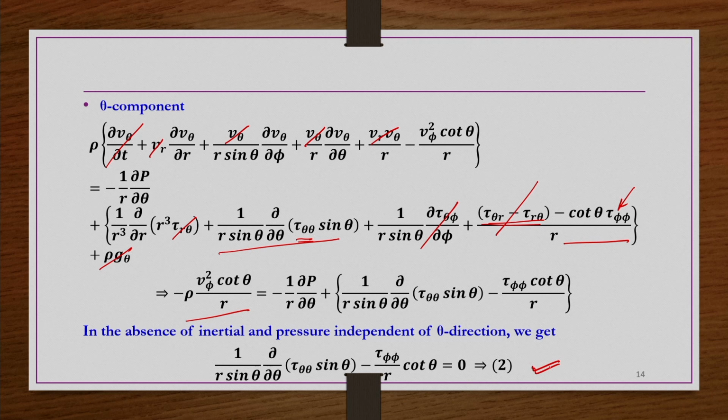From here we also get some information about the normal stresses. That is the reason the cone and plate geometry is the best option if you want to find the normal stress differences for a viscoelastic fluid.